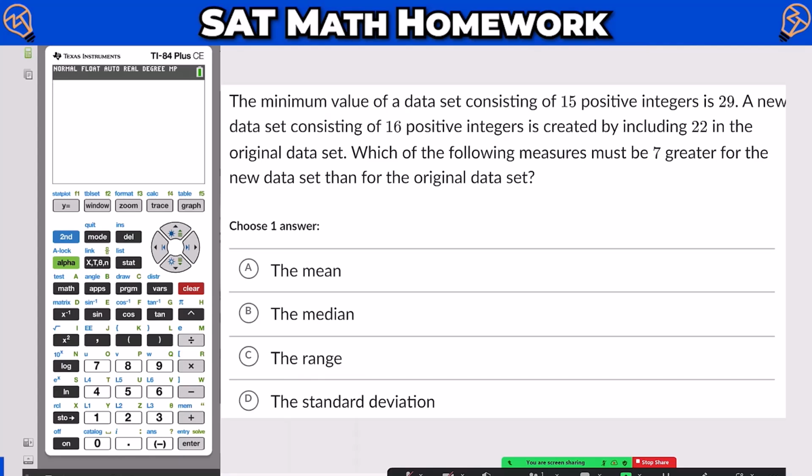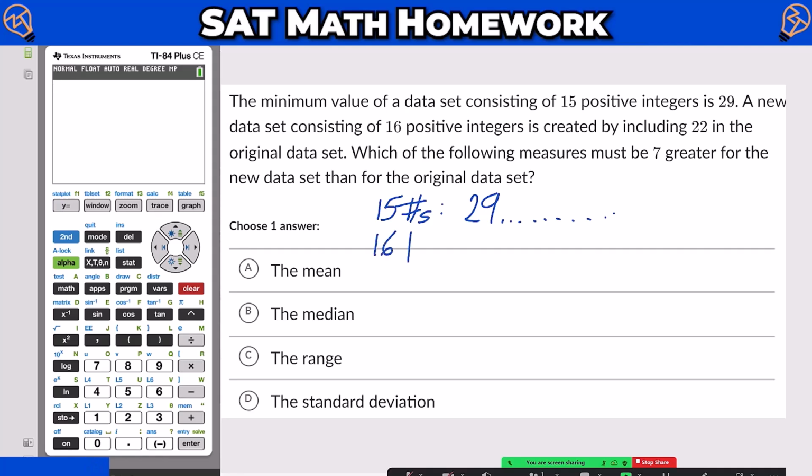This is a pretty interesting question here. So they say if you have a set of 15 positive integers, I'm going to put 15 numbers here. I promise that symbol used to mean numbers before it became hashtag, but it says the minimum value is 29, and we know that there's 14 other numbers after it. But the idea is the smallest one's 29, 14 other numbers.